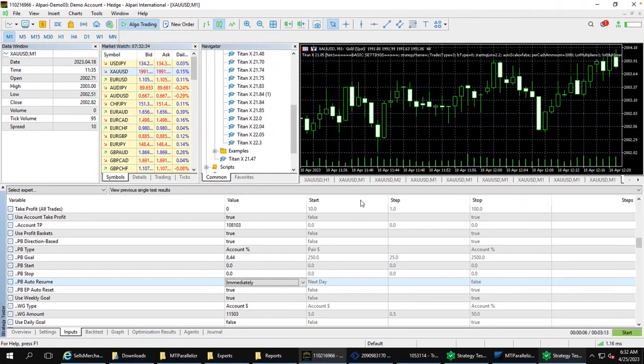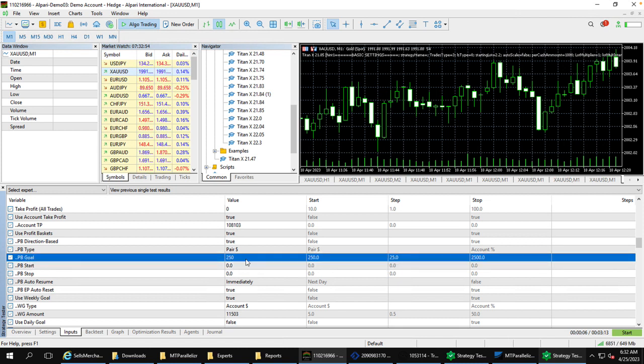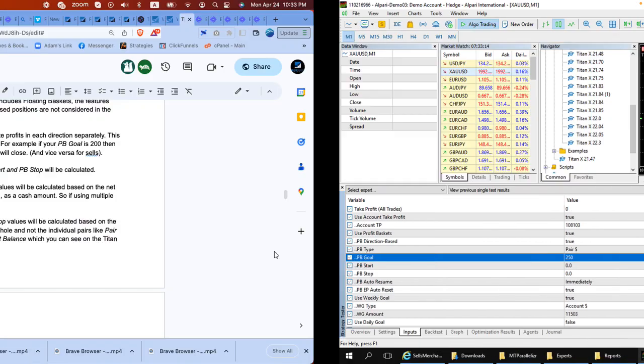So let's say, for example, I'm trading gold and GJ and Euro USD. Well, I can set this type to pair dollar amount, and I could set this to, let's say, $250, right? And it's going to only close not when my account is floating $250 profit, or net profit, I should say. Rather, only when the individual pairs hit it. So once Euro USD has made $250 net profit, that's when the trades will close. Or when gold has made $250 net profit, that one. So it's basically calculating separately for each one of the pairs.